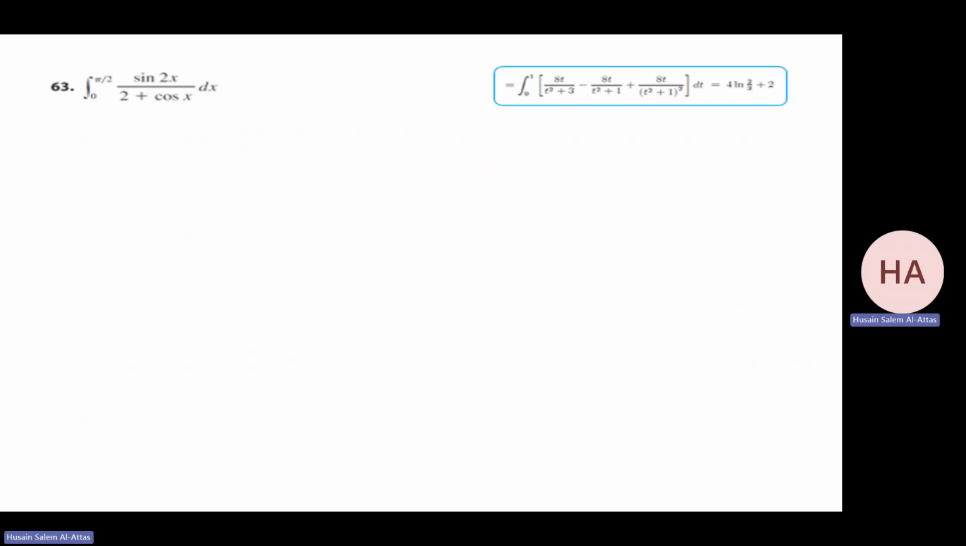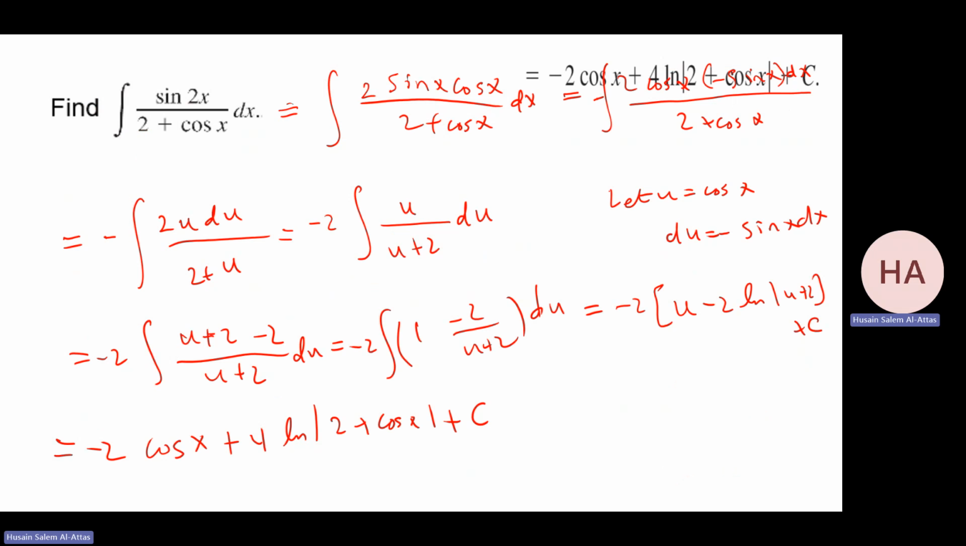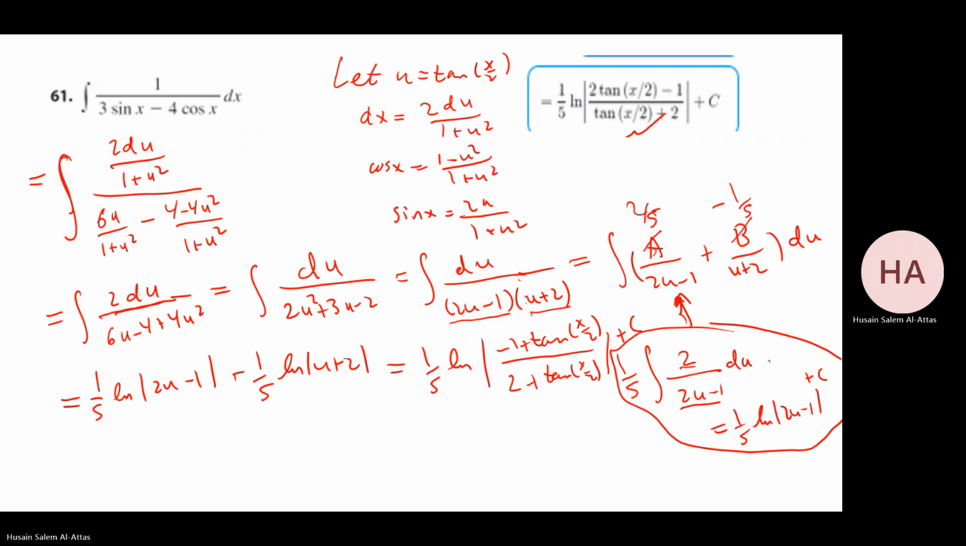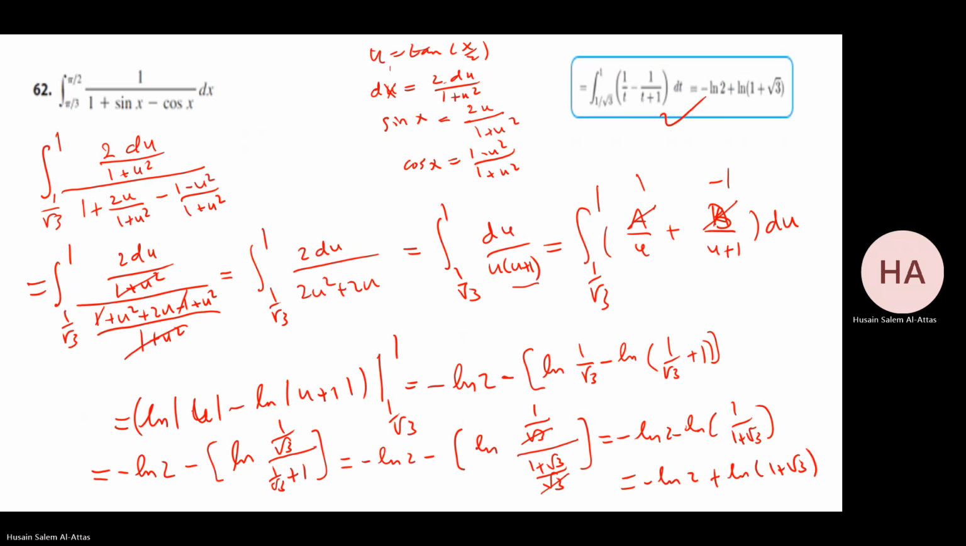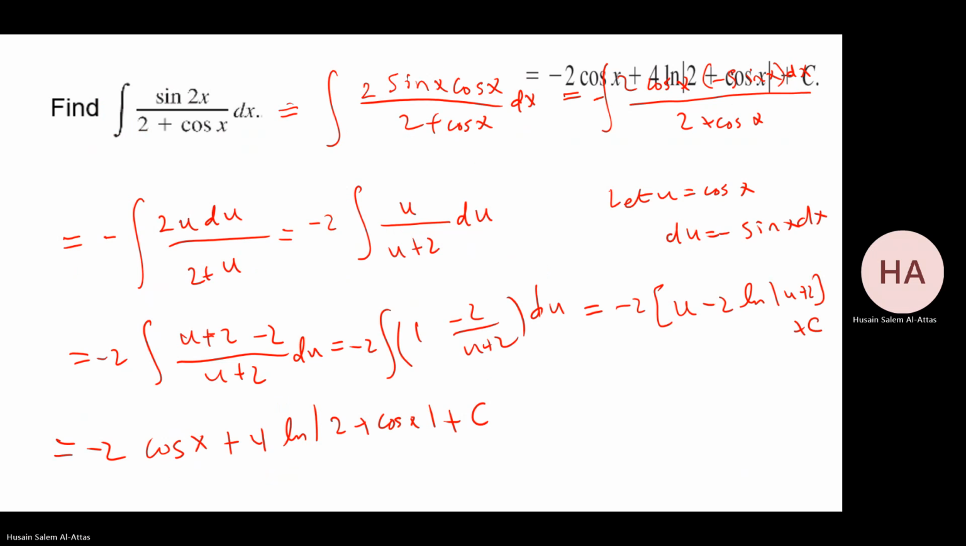Okay. Sine 2x over 2 plus cosine x. I think we did that before. Is it the last one, the same thing? Yeah, and it was what? That's minus 2 cosine plus 4 ln 2 plus cosine. Yeah, I can do it in 2 ways, using u equal tan x over 2, or just as we do it here. Did they do any let? Yeah, I let u equal cosine.